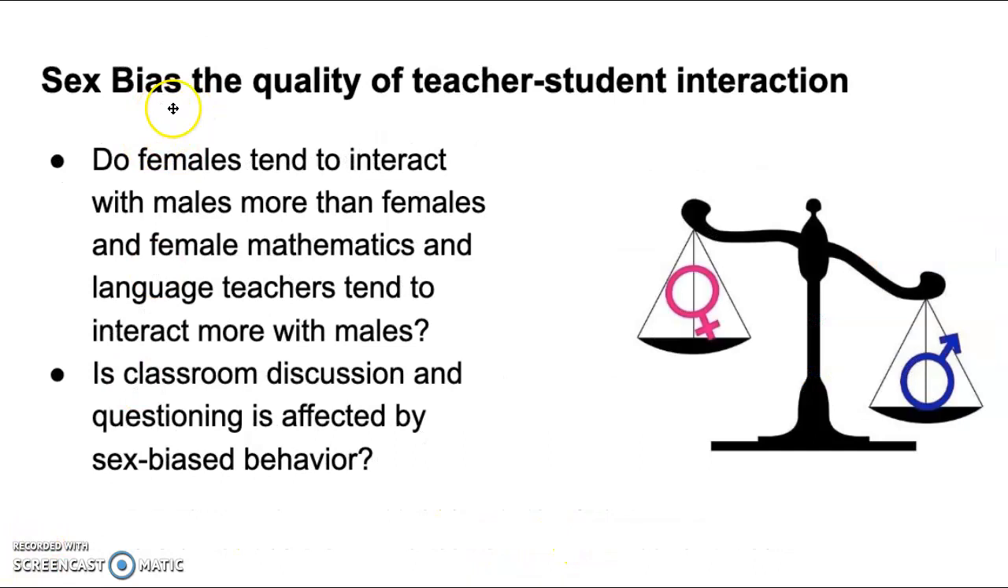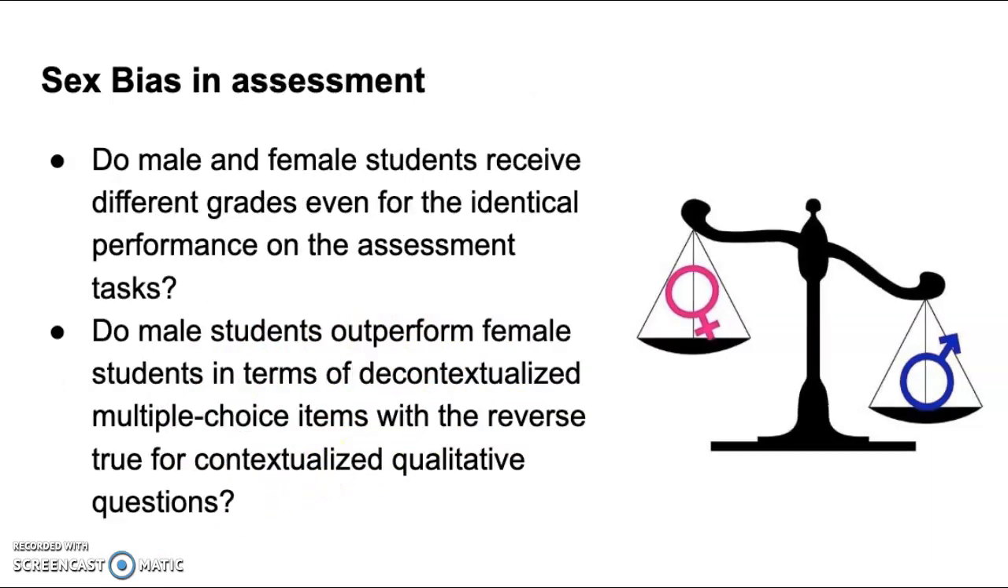And of course, we need to be very cautious about potential sex bias in the quality of teacher-student interactions. Overall, we need to ask ourselves questions such as: do teachers tend to interact with males more than females? Female mathematics and language teachers tend to interact more with males. This has been replicated again and again in research. Is classroom discussion and questioning affected by our sex-biased behavior? Are we allowing our male students to talk over our female students?